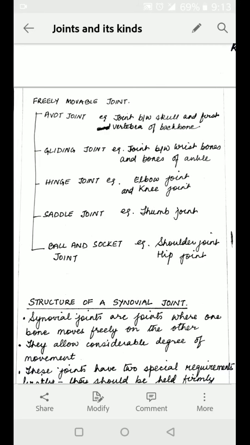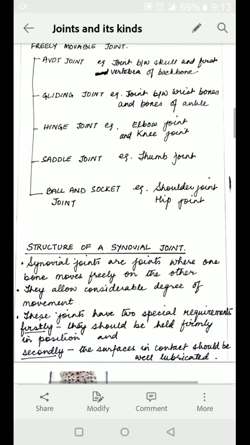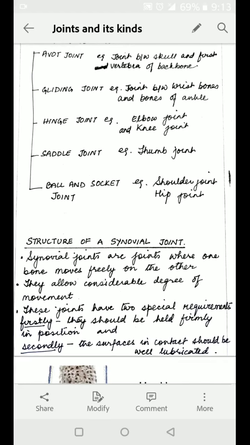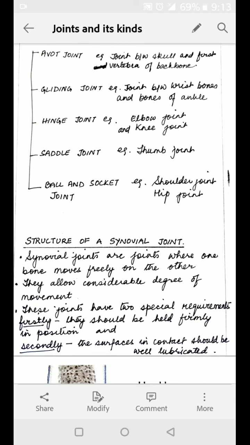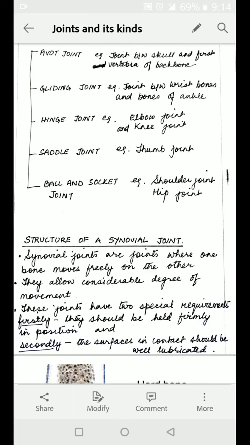Now we come to the structure of a synovial joint, which is actually a kind of freely movable joint. Synovial joints are joints where one bone moves freely on the other. And as I said, the freely movable joints like the shoulder joint, the knee joint, the hip joint, and the elbow joint are kinds of synovial joints.